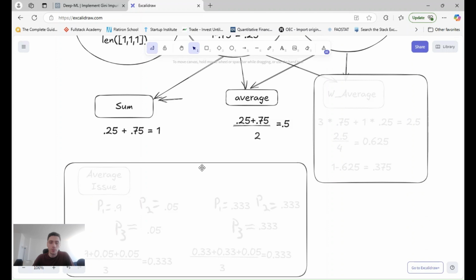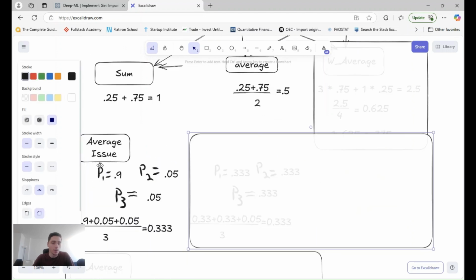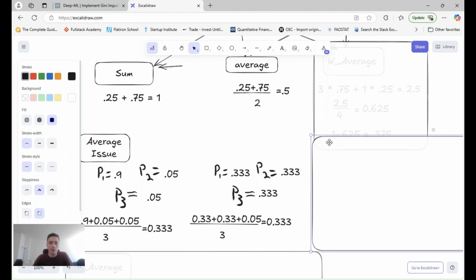The issue here is, let's look at another example. If we have three probabilities, so probability of it being in class 1 is 90%, class 2 5%, class 3 5%. If we take the average of this, we would get 0.33, and that's greater than 0, and it looks great and nice. However, let's say we had another class where it was equally likely to be in class 1, 2, or 3.